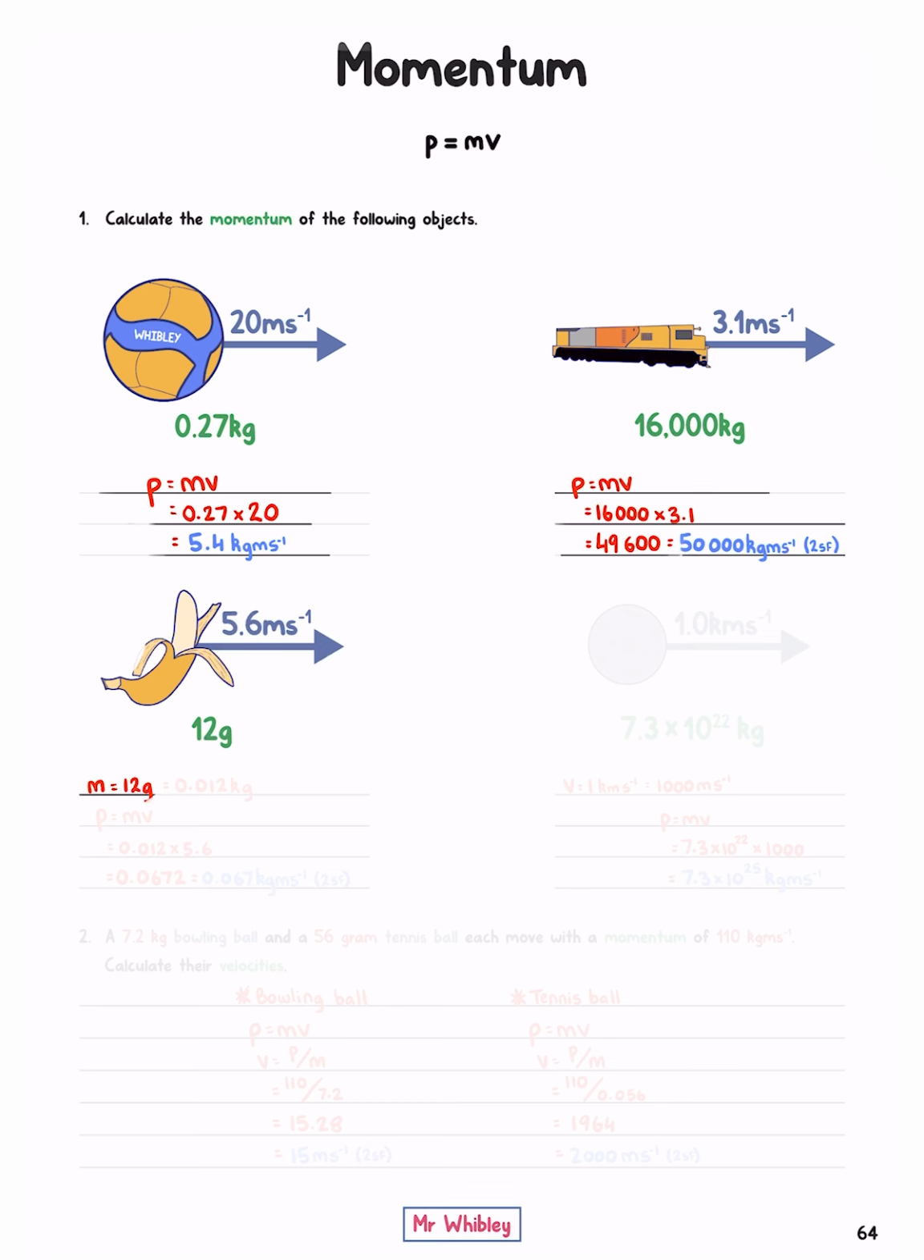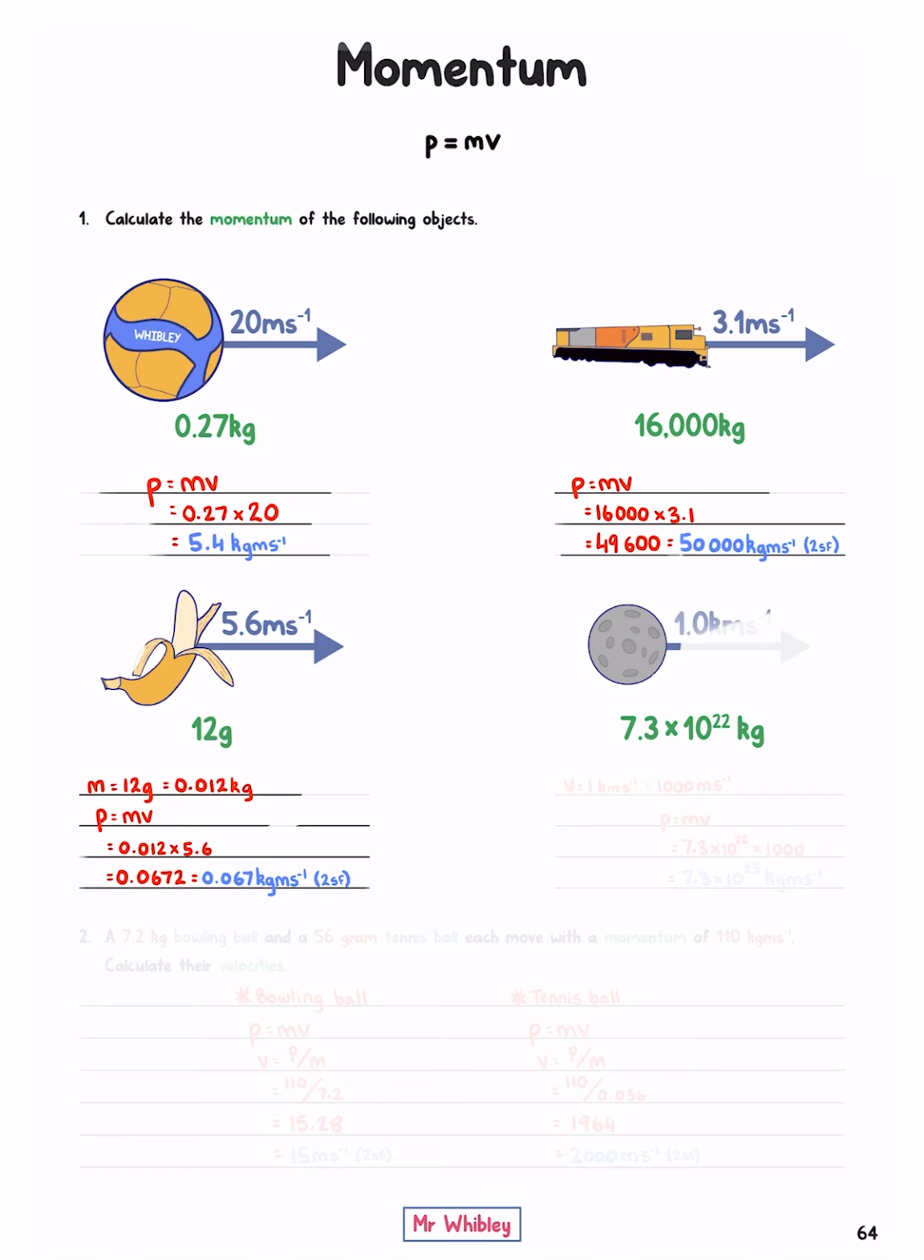Our mass of 12 grams can be converted into kilograms by dividing it by 1,000, which gives us 0.012 kilograms, which we can then use in our momentum equation, giving us 0.0672 or 0.067 kilogram meters per second to two significant figures.